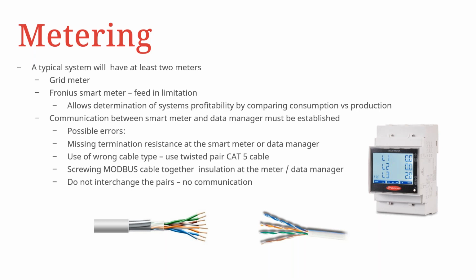Communication between the smart meter and data manager must be established. So possible errors: missing terminator resistance at the smart meter or the data manager, using the wrong cable type. So always use twisted pair Cat5 cable. So 3 twisted pairs. So you'll have one for your positive, negative, and for ground. Also, screwing the Modbus cable together, insulation at the meter or data manager, and do not interchange the parts. It will then give you no communication.